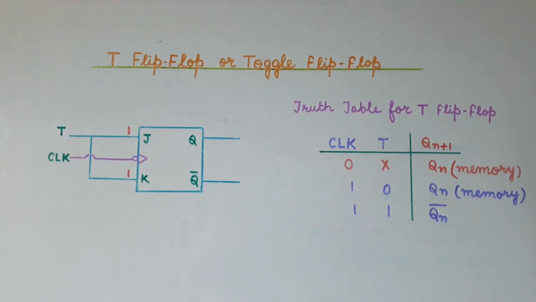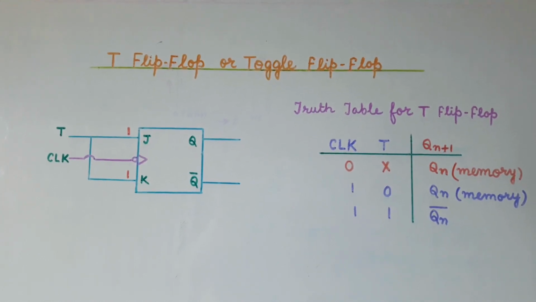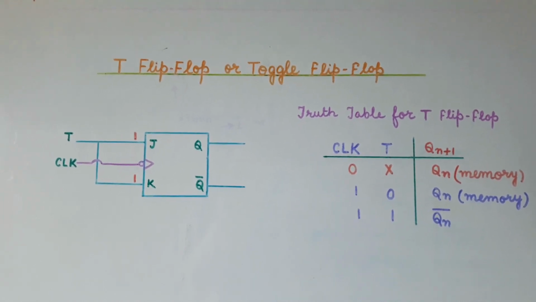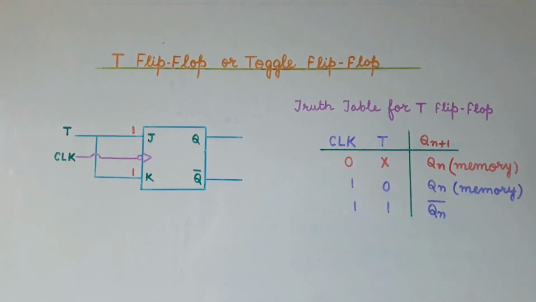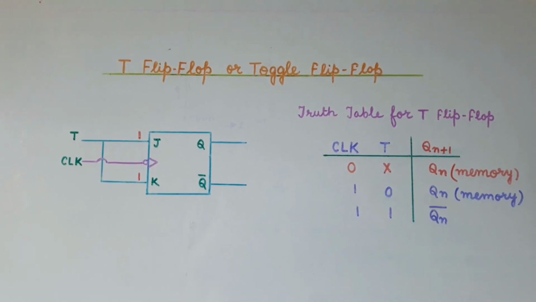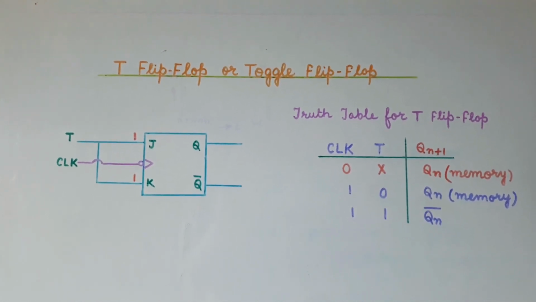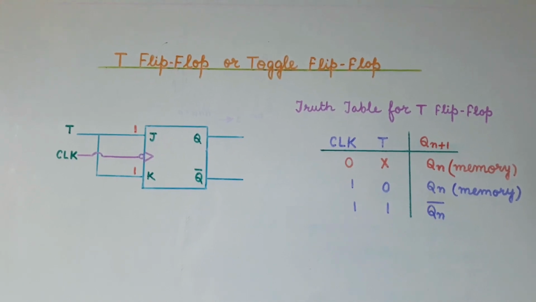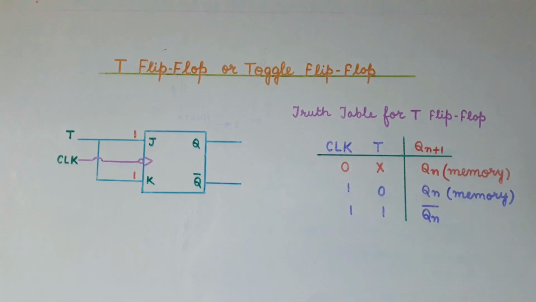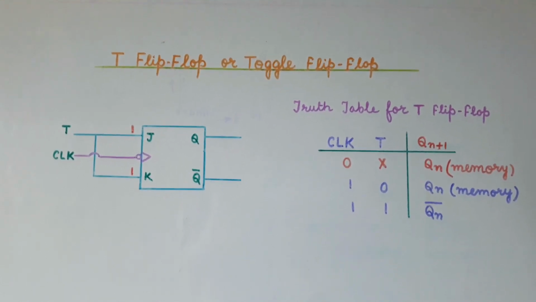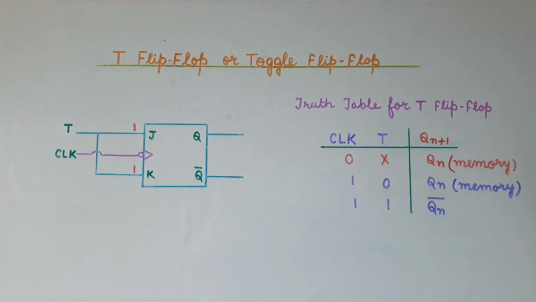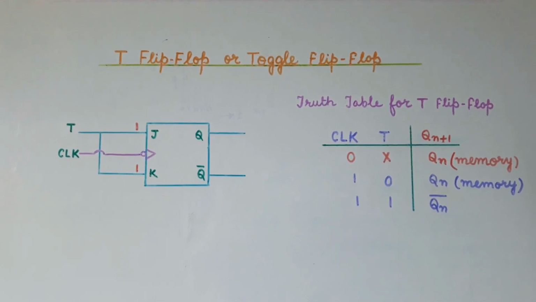In JK flip-flop, we overcome the not used state in SR flip-flop, that is the 1-1 state, that is when the value of S is equal to 1 and R is equal to 1. In that case, we are having the toggling action. Now we know that toggling is the controlled change of output from 0 to 1 and from 1 to 0. This we completed in the last presentation.